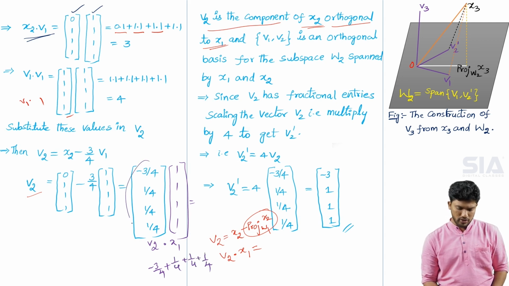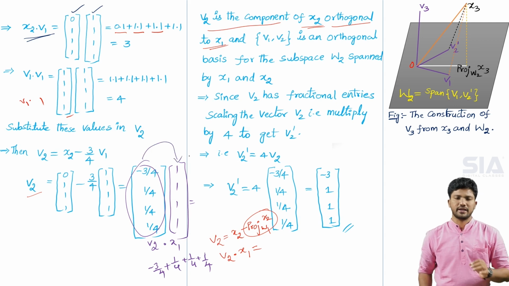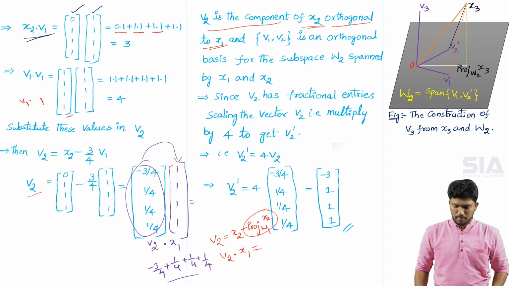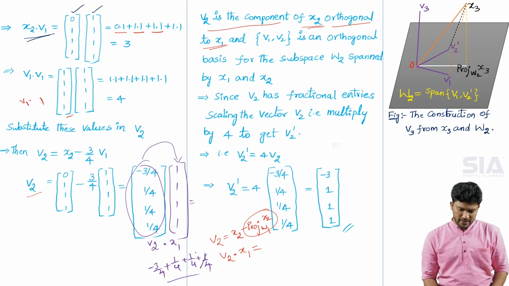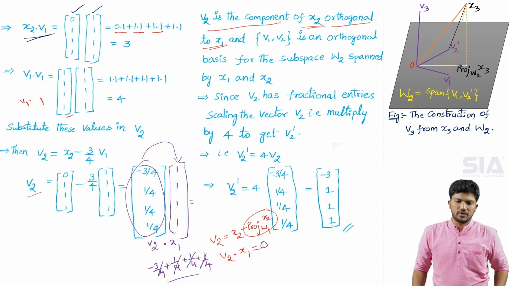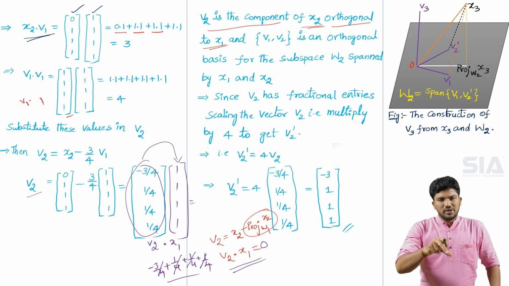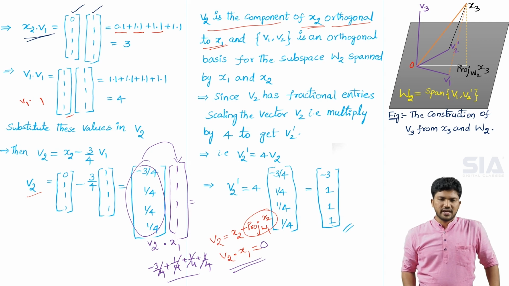If you multiply this matrix, you will get resultant values in this format: minus 3 by 4 plus 1 by 4 plus 1 by 4 plus 1 by 4. Adding these three values you will get plus 3 by 4, minus 3 by 4, they cancel. Then V2 into x1 is equal to 0. So in this format, V2 is orthogonal to the first vector x1.